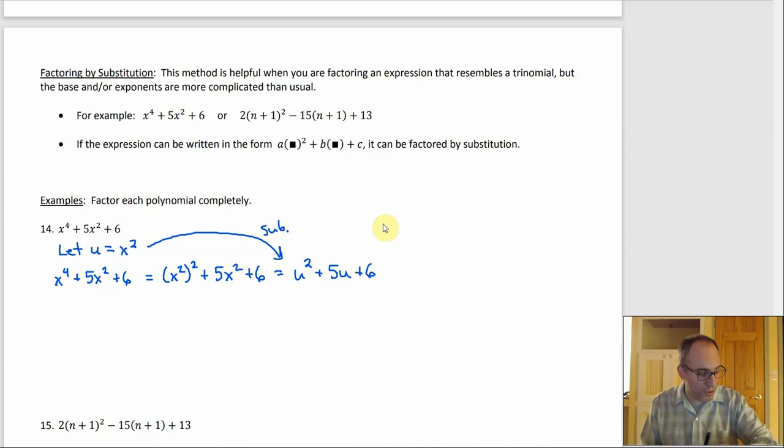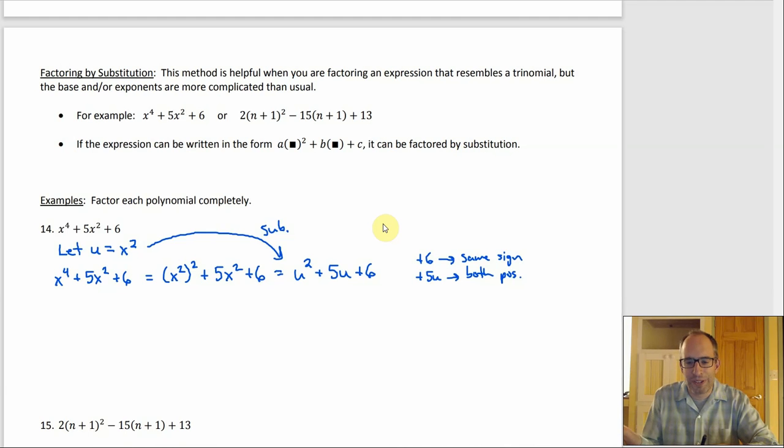But then this is a thing that we can factor, right? Because for this right here, you can say, well, plus 6, they're going to be the same sign. And then plus 5u, to get a positive middle term, they would have to be both positive. And then you go, okay, well, factors of 6, it's either 6 with 1 or 3 with 2. And to get the middle term of 5, it's 3 with 2. This has got a coefficient of 1 with the u squared, so this is the easier kind of factoring. So you'd end up with u plus 2 times u plus 3, or u plus 3 times u plus 2, either way. But then you have to back sub.